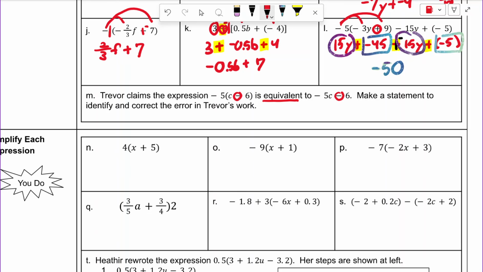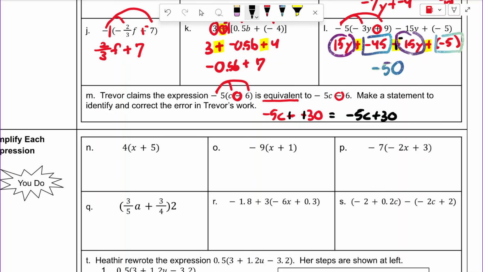also works. Negative 5 times c is actually negative 5c. And negative 5 times 6 is actually negative 30. We'll bring down this subtraction sign right here in the center, and that's minusing a negative, and you know that you can do the additive inverse here, and this is equal to negative 5c plus 30. So what happened to Trevor's work?